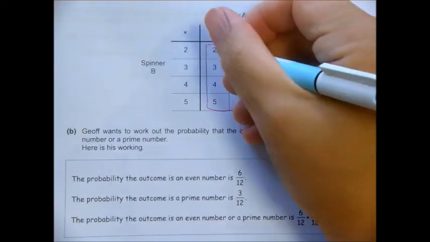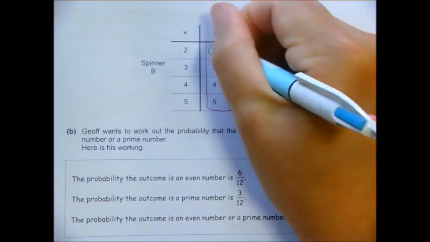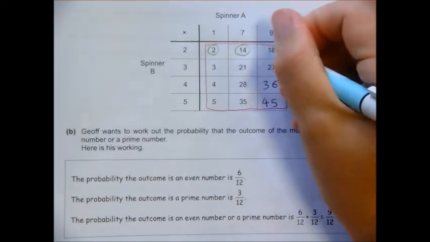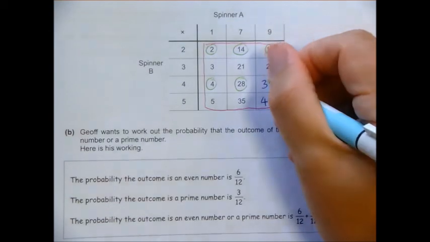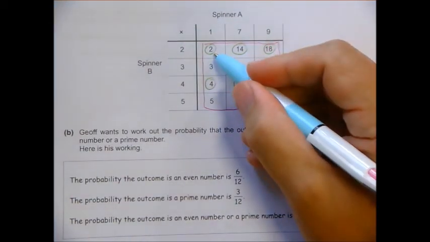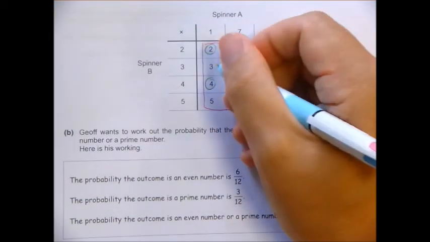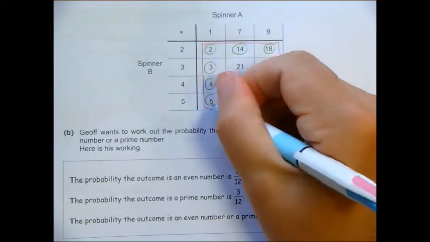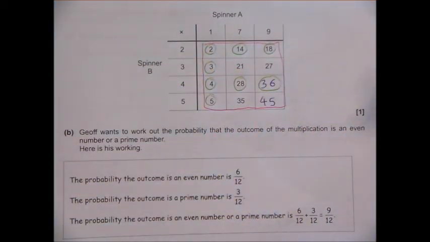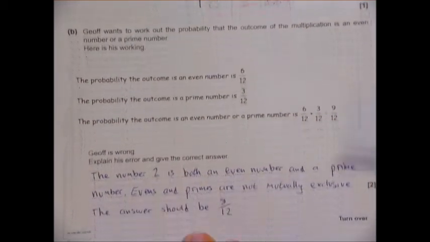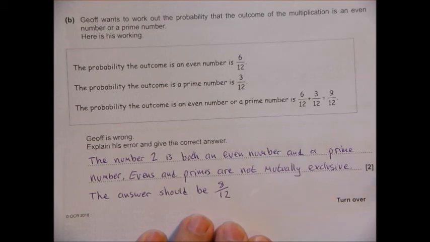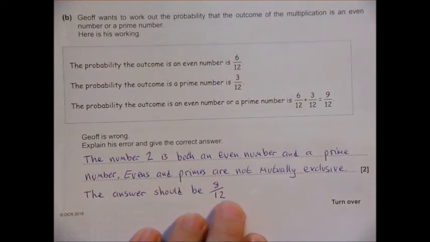So even or prime. So let's do my evens first. So it's 1, 2, 3, 4, 5, 6, and obviously 2 is prime, but we circled it already because it's even. That is a prime number, and that is a prime number. So the probability of the outcome is an even number or a prime number is 1, 2, 3, 4, 5, 6, 7, 8/12, and please give the correct answer at the bottom. So you get 2 marks for explaining that.